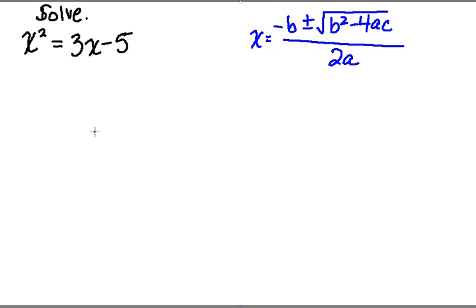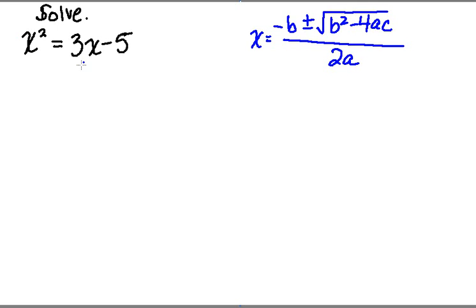Hi, this video will talk about how to solve a quadratic when some of the solutions may actually be complex. All right, so as with every time we want to solve a quadratic equation, we want to get it equal to 0. And we typically want our a term to be positive.